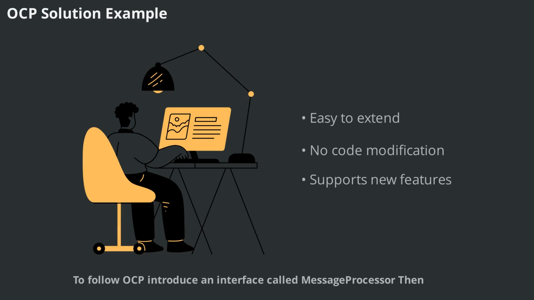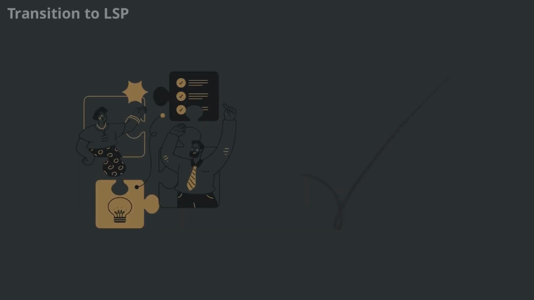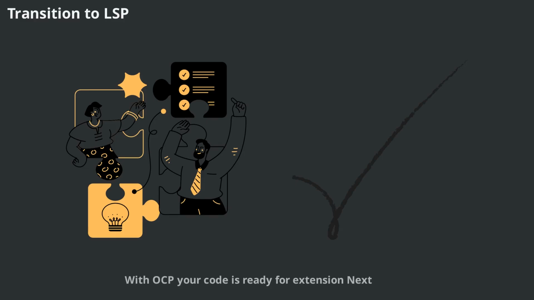To follow OCP, introduce an interface called MessageProcessor. Then, create separate classes for each message type, such as TextMessageProcessor and ImageMessageProcessor, both implementing the interface. Now, you can add new message types by creating new classes without touching existing code. This design makes your application more extensible and robust. With OCP, your code is ready for extension.